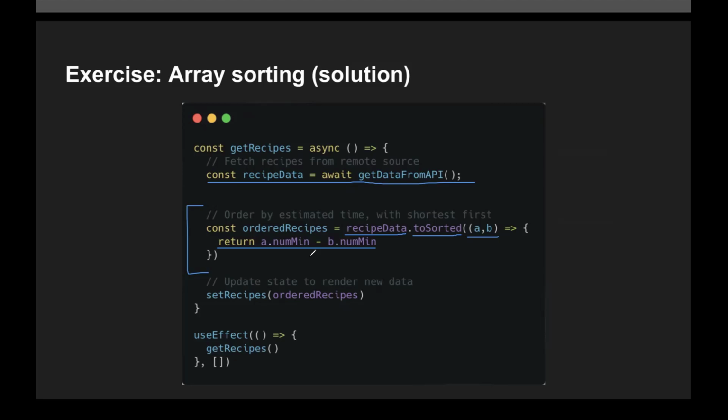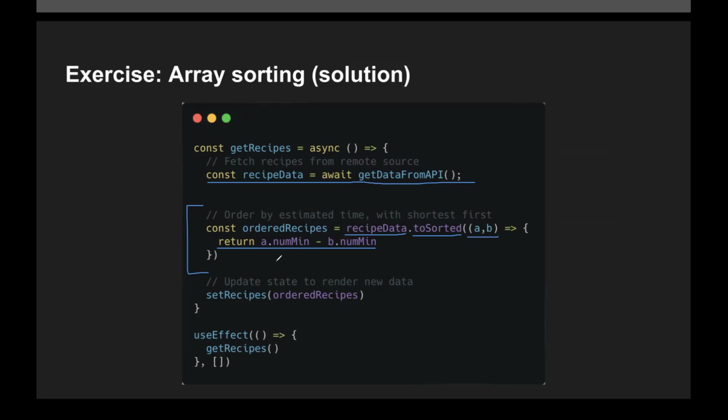In this case, if you return a negative number, A should go first. If you return a positive number, then B should go first. So this is what you will use to tell it the order. In this case, I said A dot num minutes minus B dot num minutes, right?